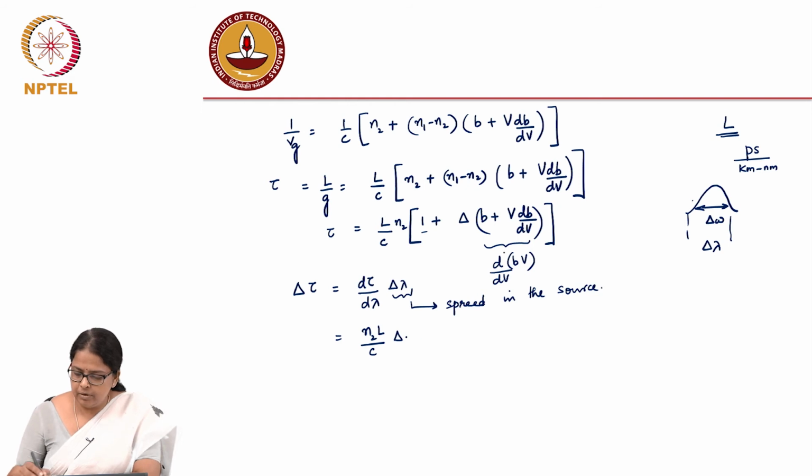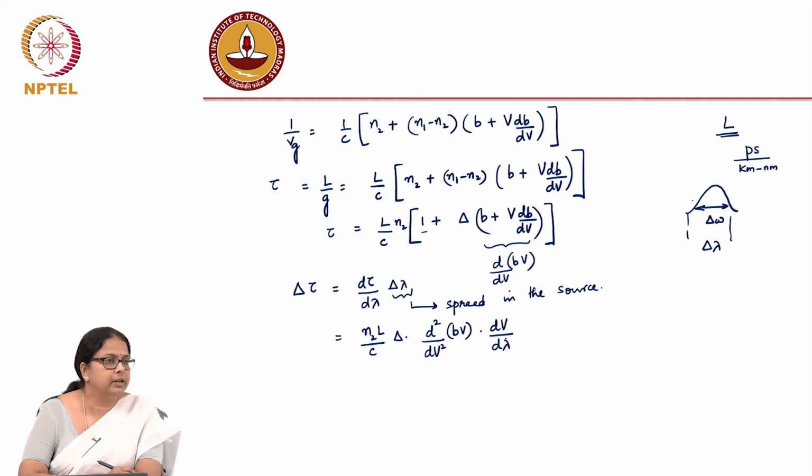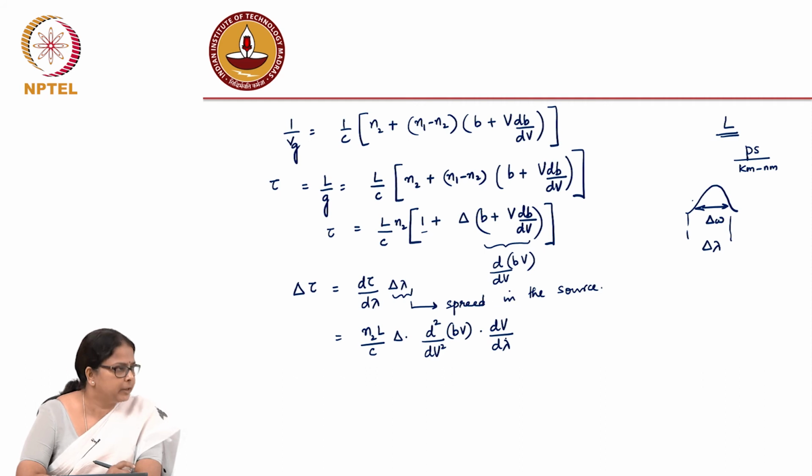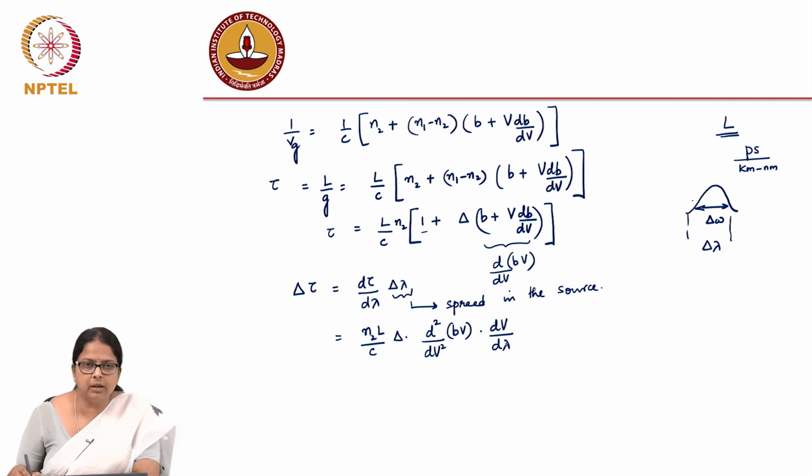Okay. So, now if I take the differential of this, d square by dv square of bv times dv by d lambda, because that is a function of lambda. My explicit dependence of bv is on v. So, if I were to differentiate, I will differentiate with respect to v again, but then the implicit dependence of b on lambda is through v. So, I will do a dv by d lambda. That is how I will do a differentiation with respect to lambda.